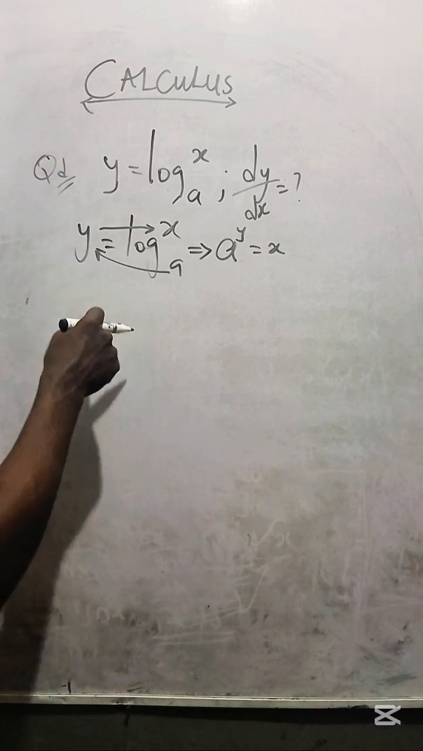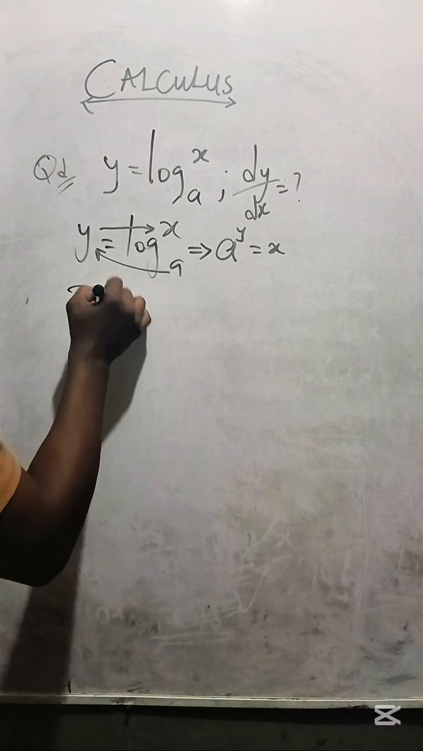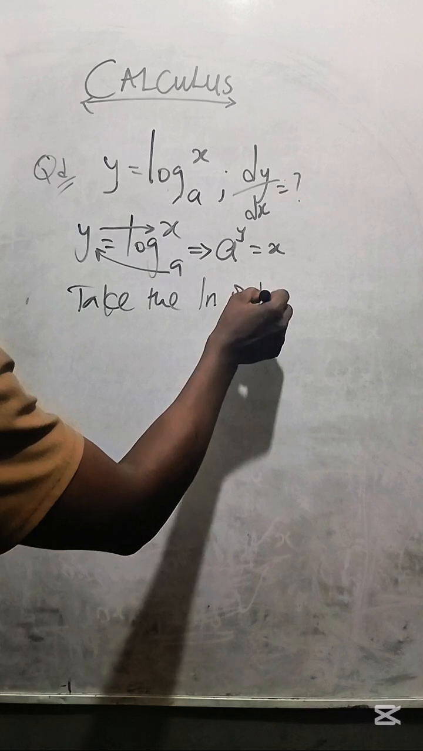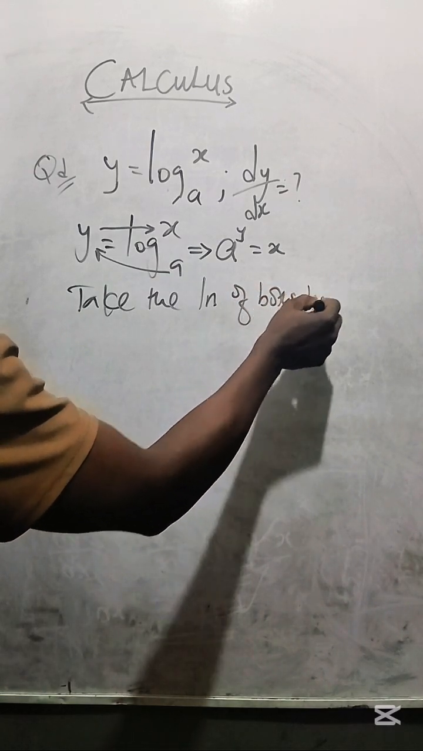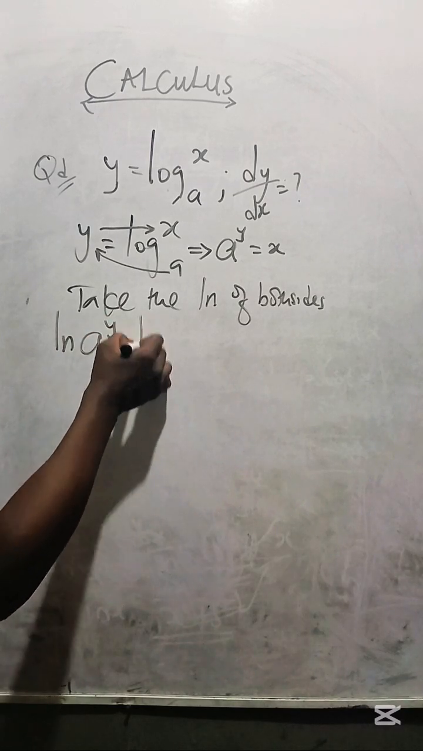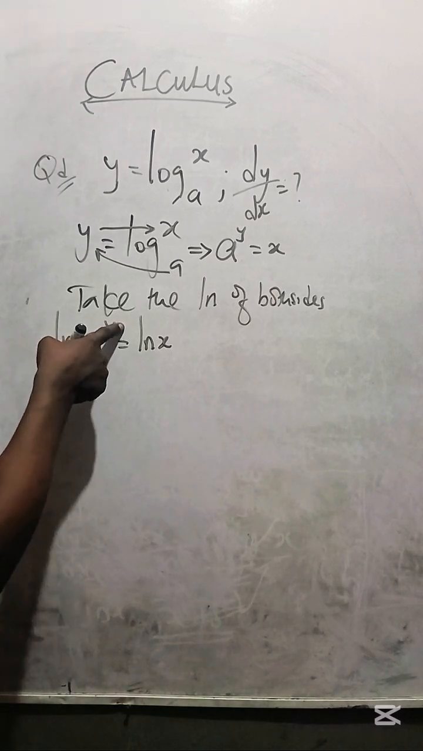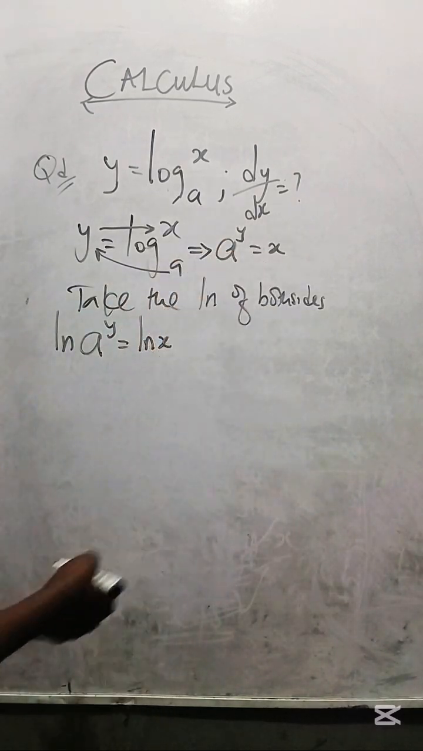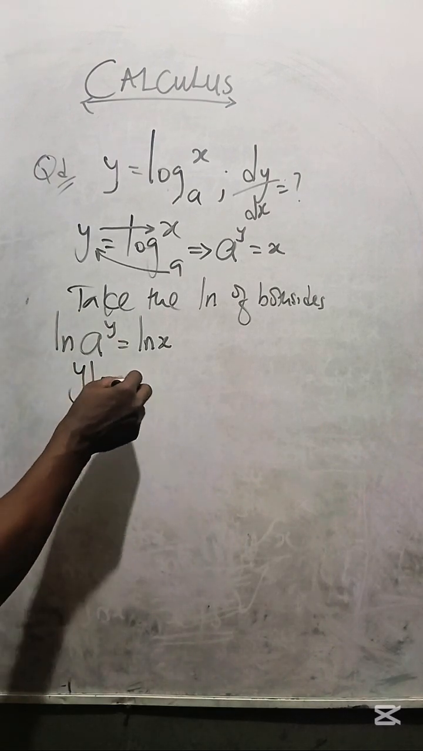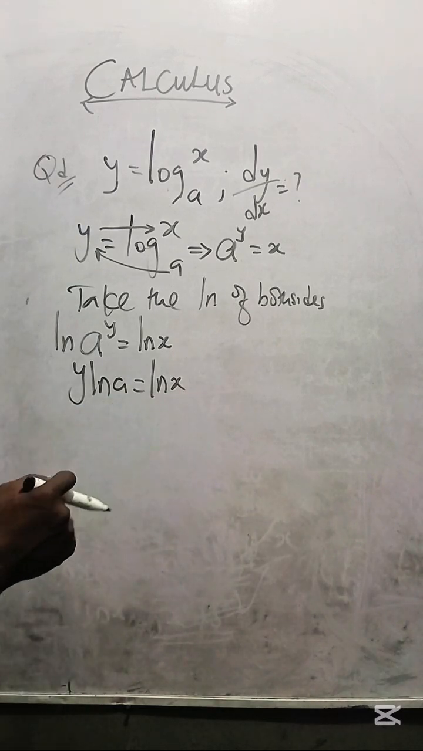Now, how can we find the derivative of this? It's not possible. So take the ln of both sides. So we take ln of a raised to the power y is equal to ln x. The reason why we are taking ln is to bring down this y, because it's also a nonlinear function. So y coming down, y ln a is equal to ln x. This is a linear function whereby we can now differentiate.